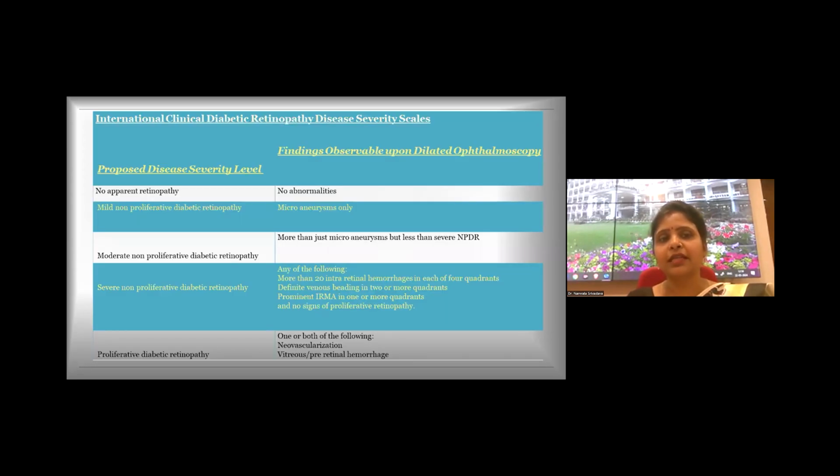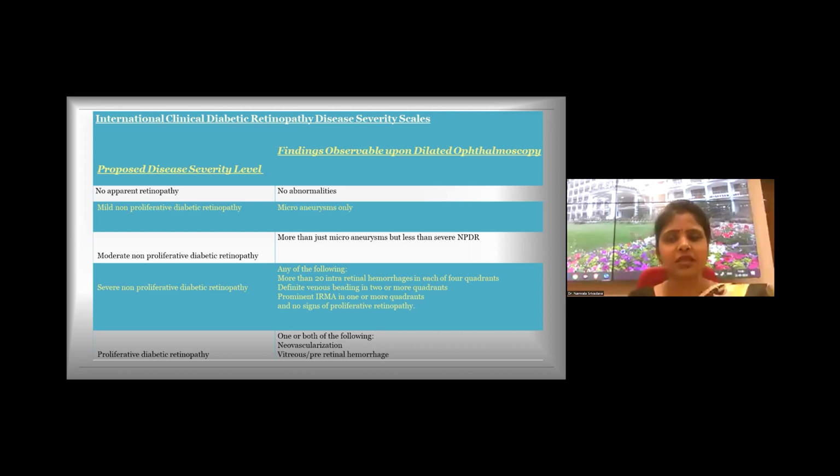So the International Clinical Diabetic Retinopathy Severity Scale: here we divide into two types of parameters. First one shows the severity level, and second one shows the dilated ophthalmoscopic examinations. What are the changes at the fundus? At the stage of no apparent retinopathy, no abnormalities are shown, and at the stage of mild non-proliferative diabetic retinopathy, microaneurysms are shown, and at the stage of moderate non-proliferative diabetic retinopathy, more microaneurysms are shown.